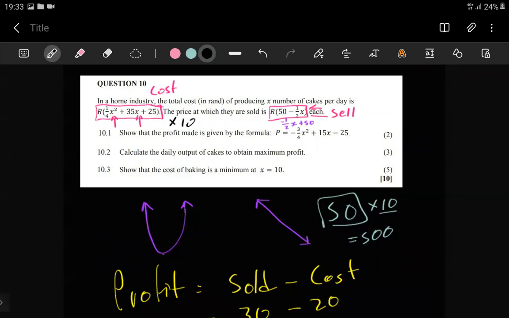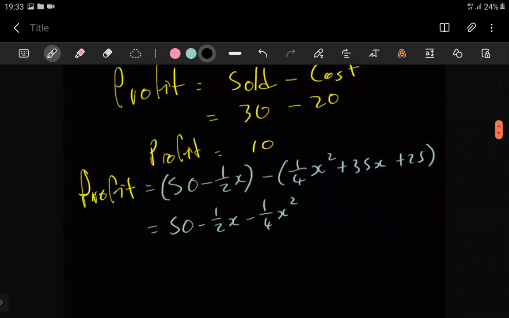Yes. Oh no, I mean wherever x is we would put a 10, because this is saying in the home industry, the total cost in Rand of producing X number of cakes per day is this much. So X is the number of cakes produced, meaning that if you're selling each of them for 50 Rand, you know that the amount you're going to be getting is 50 Rand times X, because X is how many you're making. 50 is how much you're selling each of them. So the amount you're making times the price is actually what your total money is, correct? Yeah. So that's what we need to be careful of here.